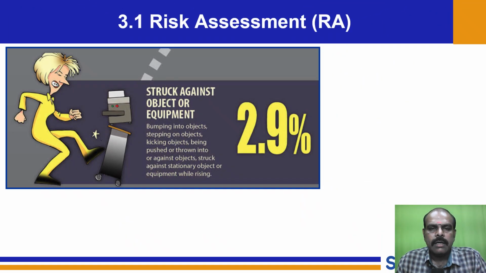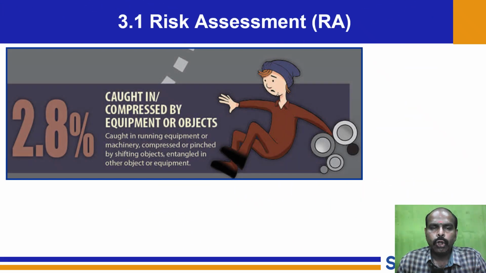Then the next, struck against object or equipment. Earlier we discussed non-moving objects, and here it is the same case, but out of emergency or out of not noticing things, we just go and strike them, and that is in the order of 2.9%. Then 2.8%, caught in or compressed by equipment or objects. So caught in running equipment or machinery, compressed or pinched by shifting objects, entangled in other objects or equipment. Likewise, it goes on, 2.8%.